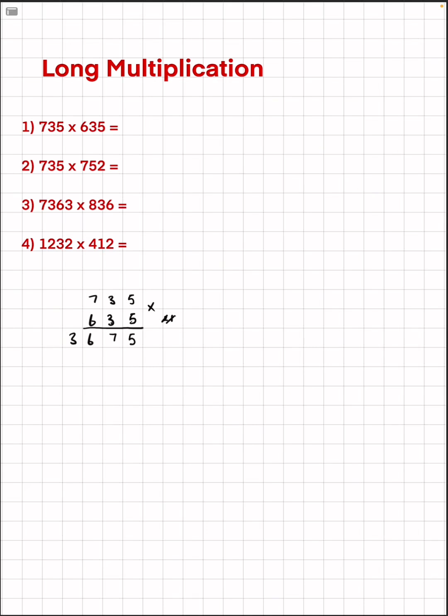Instead of doing 30 multiplied by 5, we're going to put the 0 here and do 3 times 5, which is 15. We put the 5 down and carry the 1. 3 times 3 is 9. Add 1 is 10. So we're going to put the 0 down and carry the 1. 3 times 7 is 21. Add 1 is 22.